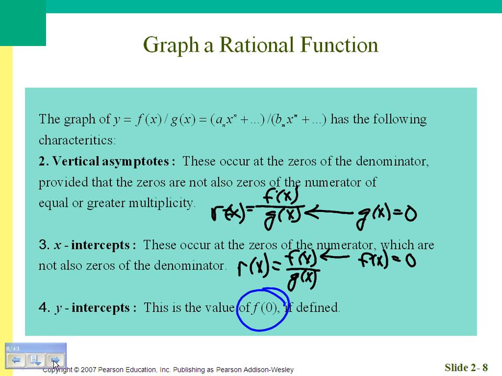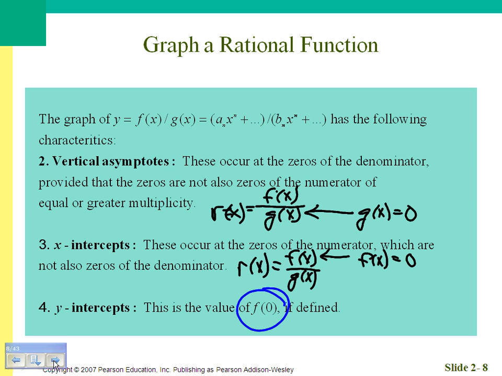The only time you won't have a vertical asymptote is if the same value of x that creates a 0 in the denominator also creates a 0 in the numerator. That's a case we'll cover on Monday. But for right now, in all of your problems, if you end up with g of x equal to 0 in the denominator, you're going to have a vertical asymptote.